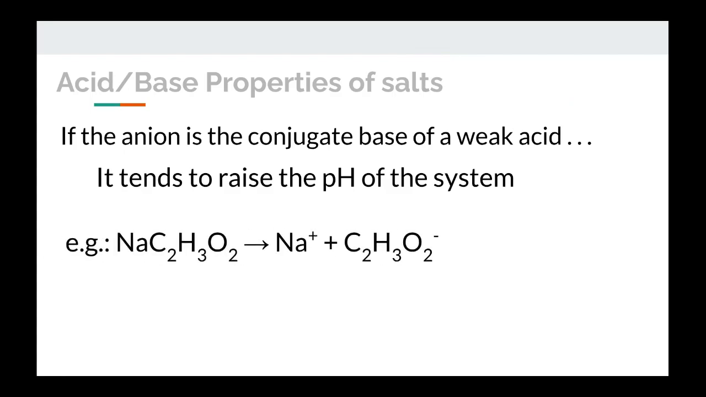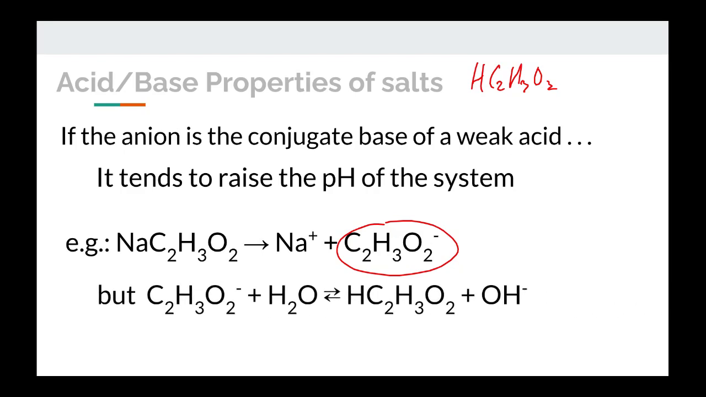Here's an example. Sodium acetate is a salt. When it dissolves in water, it produces the acetate ion. That is the conjugate base of HC2H3O2, which is acetic acid. So that means it's going to do its thing, react with water, produce a little bit of that acid, but it's also going to produce OH minus, and that's going to raise the pH of the system.